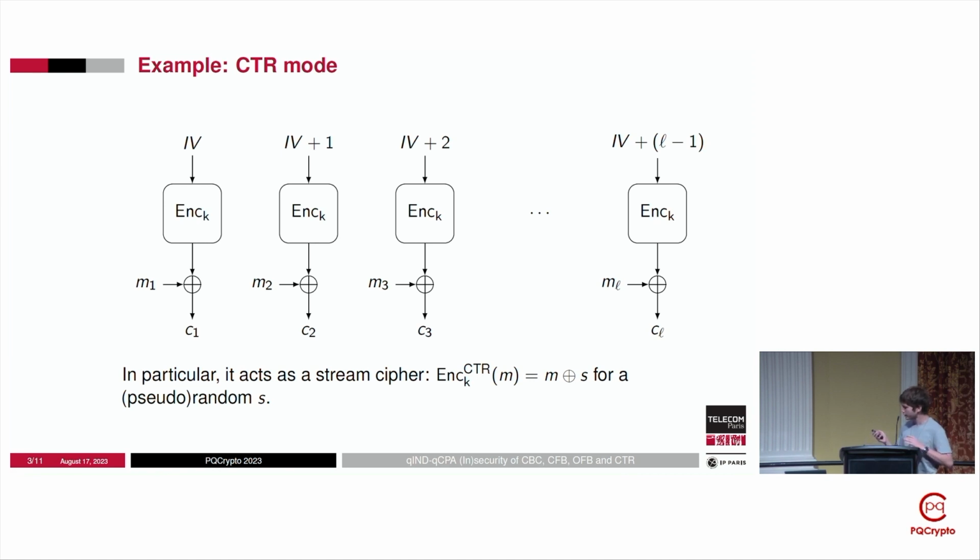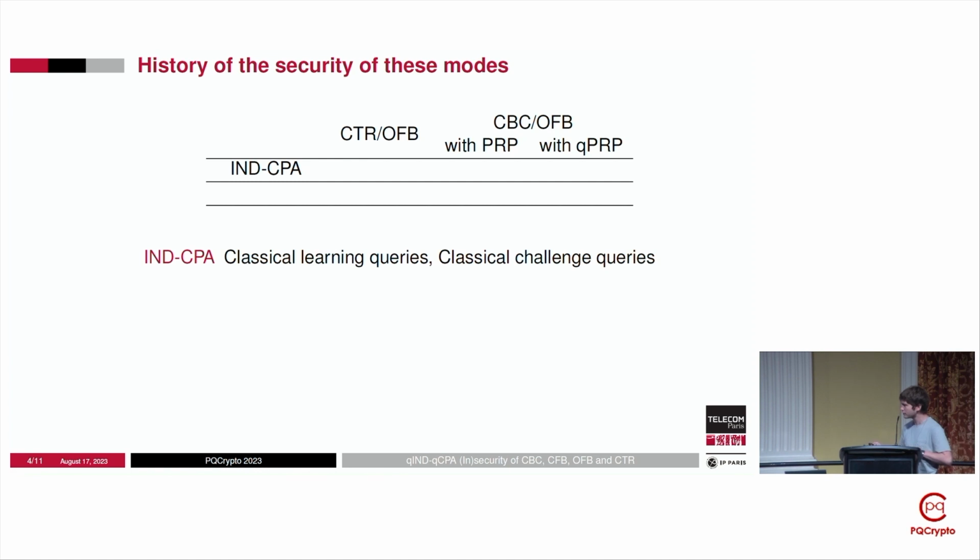So when we say that the CTR mode is secure, we have to define what secure actually means. In symmetric key, and in fact, even public key, classically, the way we assess the security of a cryptographic scheme is via the qIND-qCPA security notion. I will assume here that you are familiar with this notion. If you recall correctly, in this security notion, the adversary is allowed classical learning queries and classical challenge queries. It is a well-known result, proven for years, that all the modes of operation that we consider here are secure with respect to this notion.